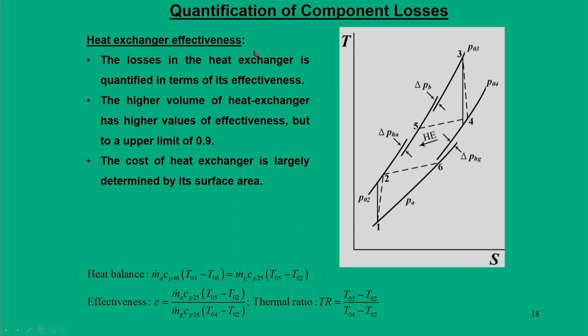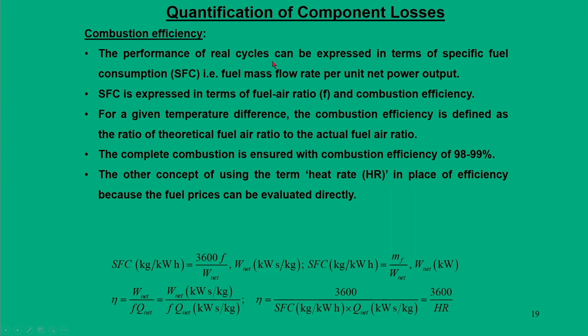So, this is another way of quantifying the effectiveness of a heat exchanger component. Then we will move to the combustion efficiency. Ideally speaking, while dealing with the combustion efficiency, we need some important parameters. First thing, we ensure that the combustion process is not complete, and typically, by assuming a combustion efficiency of 98 to 99%, we say that it is an incomplete combustion.